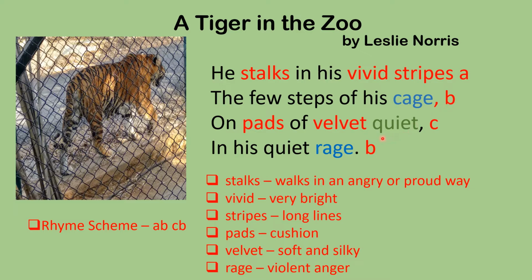Then we go to the third line, last word, quiet. Quiet doesn't rhyme with any of these two words, so we give it the third letter, that is C. Now let's come to the fourth line. Here you can see rage and cage. They rhyme with each other. So the same letter goes, that is B. So the rhyme scheme is A, B, C, B.